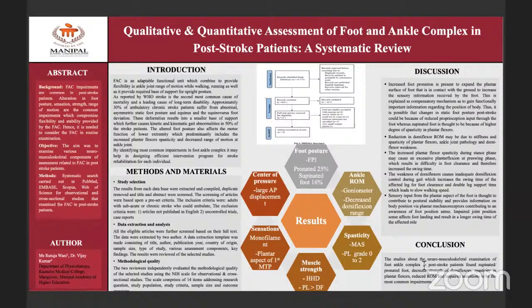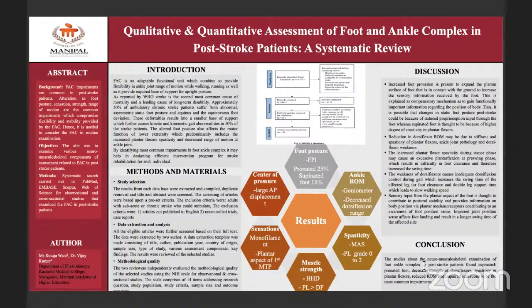Reduced touch sensation on the affected side, especially on the plantar aspect of the first metatarsophalangeal joint, as compared to the non-affected side. Then comes the center of pressure. Independent ambulatory subacute stroke patients showed a larger anterior-posterior displacement of center of pressure when compared to patients who need walking aids while ambulating. Now comes the discussion.